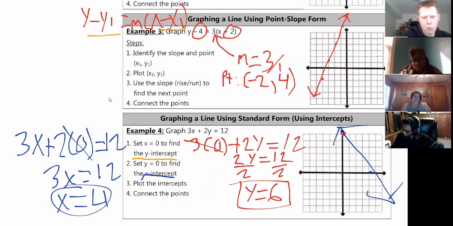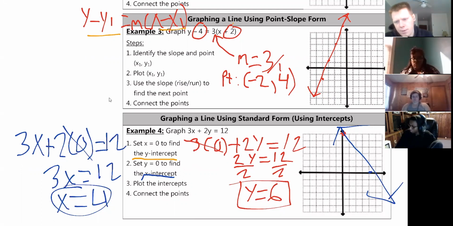But with standard form, unless you convert it to a different form, you're not going to know your slope. I guess you could find the slope between those 2 points and you could get more points that way. But it's not as nice graphing from standard form.